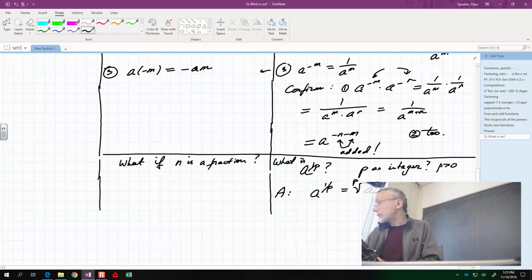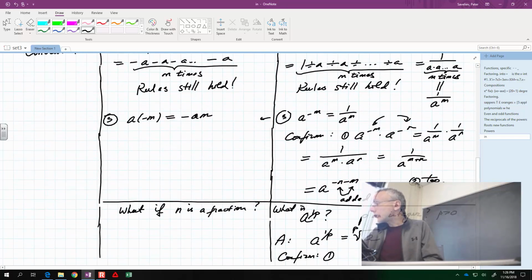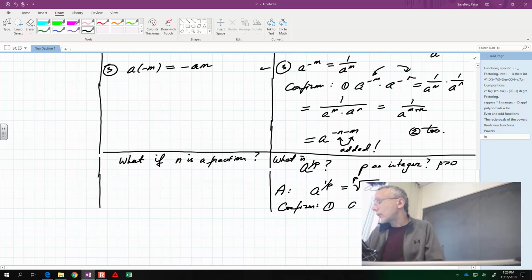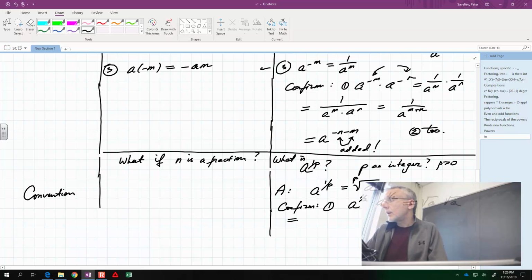Okay, so for example, if I want to confirm this idea with rule number one, that is about the repeated multiplication, a to the n times a to the m, let's start with a simple one, say a to the 1/2 times a to the 1/2. Okay, so what is the meaning of it? If we take our explanation as is written here, according to this new convention, we have square root of a times square root of a. But what we know about square root of a multiplied by itself gives me what? A positive.